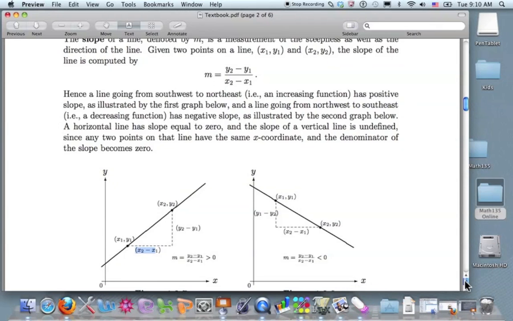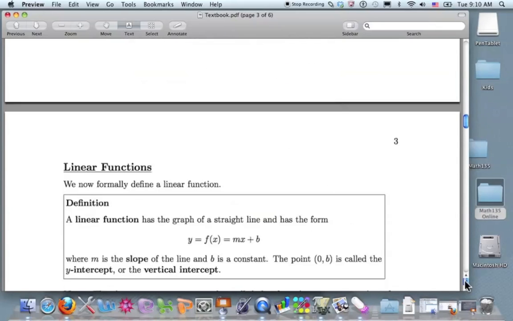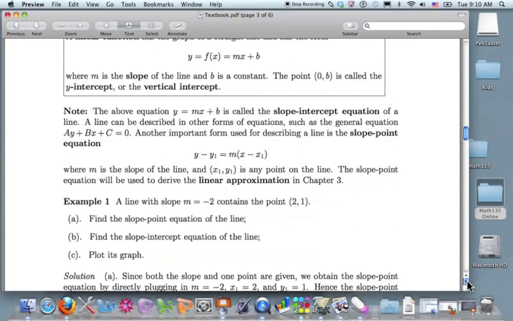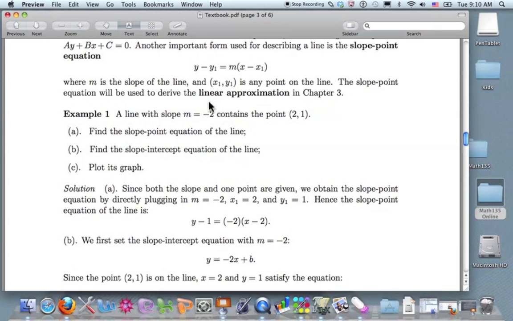A linear function has a general form of y equals mx plus b, and this is the typical slope-intercept form, which we use a lot. Let's look at the other forms. We don't really use it that often, but the slope and point format is also convenient.